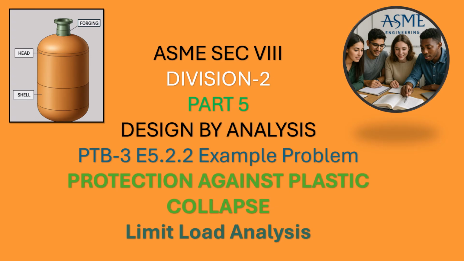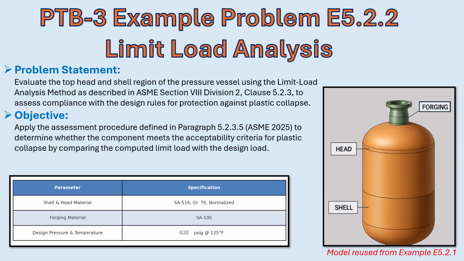Example 5.2.2, limit load analysis. Our second example is PTB-3 example 5.2.2. Here we evaluate the same region of the vessel using the limit load analysis method as per clause 5.2.3. The objective is to check whether the computed limit load is greater than the factored design load. The factored load is 1.5 times the applied pressure, which is 630 psi.